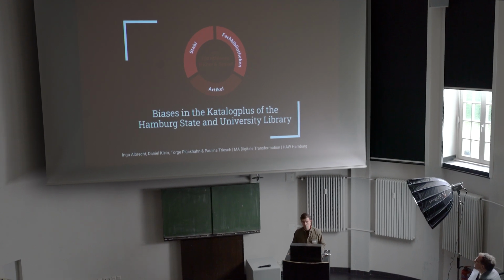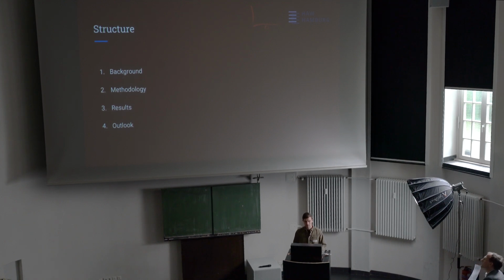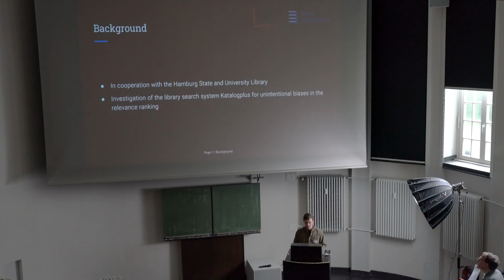And the task was to do research in the search system for biases. I will first tell you something about the background of biases in search systems. Then we come to the methodology, the results of our research, and the outlook. First, two points about the background of the study. As I told you, it was a cooperation project, and the task was to investigate the library search system named Catalog Plus, the name of this online search system, for unintentional biases in the relevance ranking.